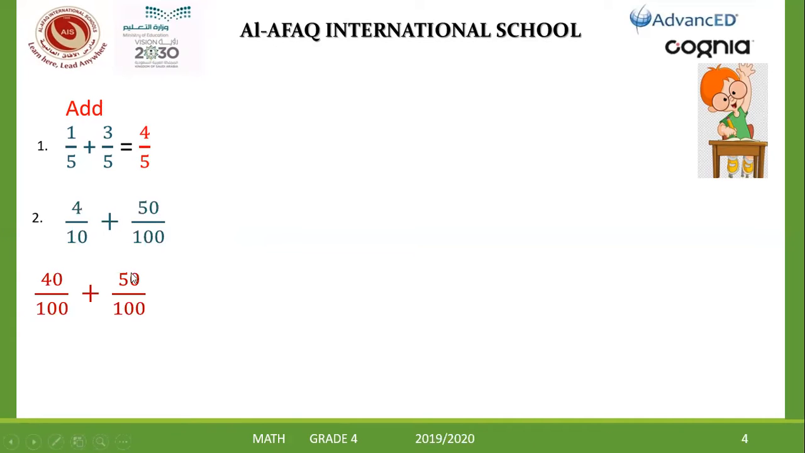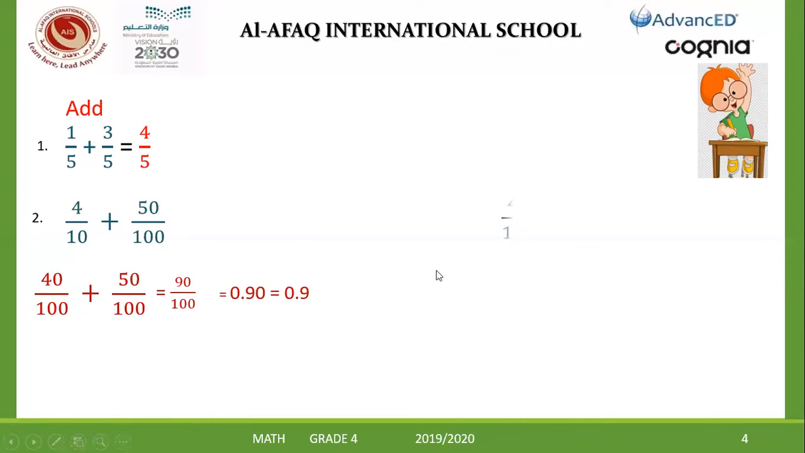We can start adding: keep the denominator the same, and just add the numerators together. So here we keep 100 the same, and the total of the numerators will be 90. Here we have a fraction with denominator of 100, so I can write this fraction in decimal form. 90 over 100, we can write it as 0.90, and 0.90 is equal to 0.9. So in this way, we converted a fraction with denominator 10 to a fraction with denominator 100.